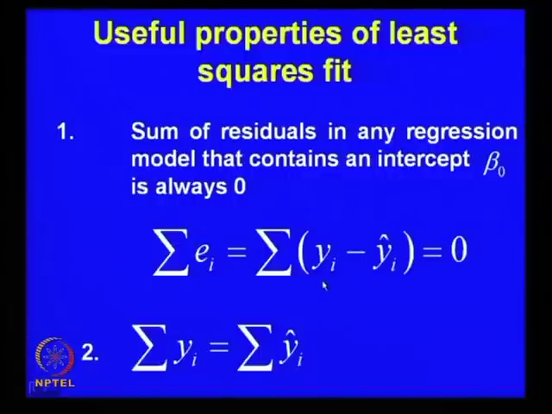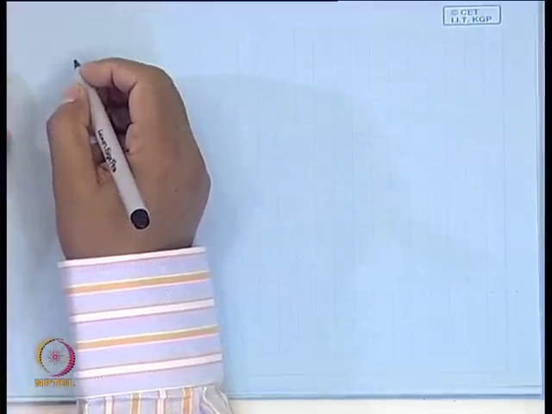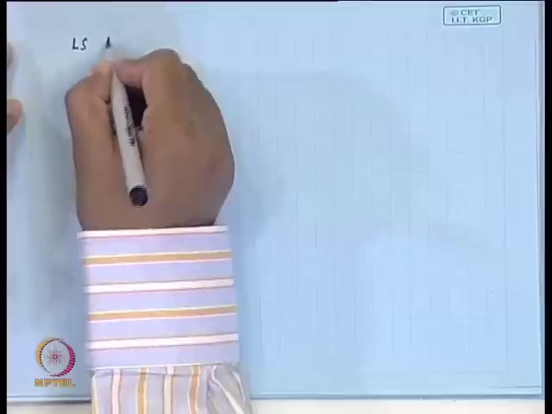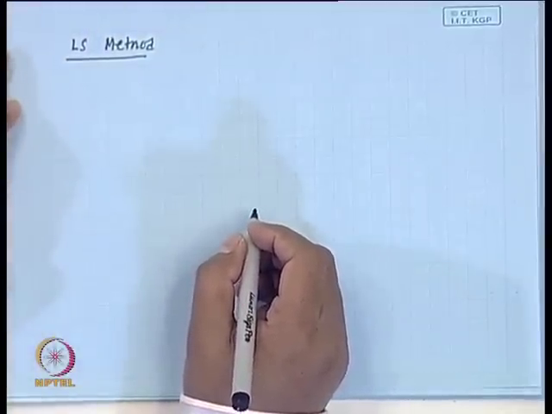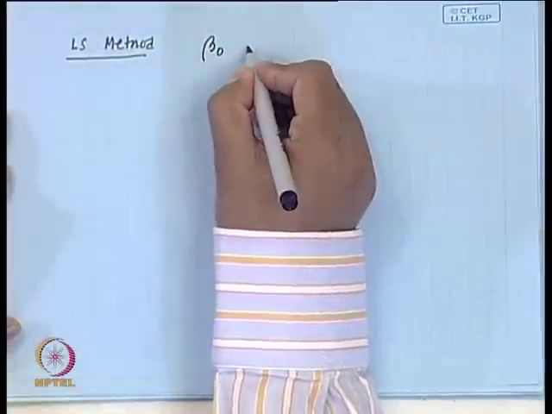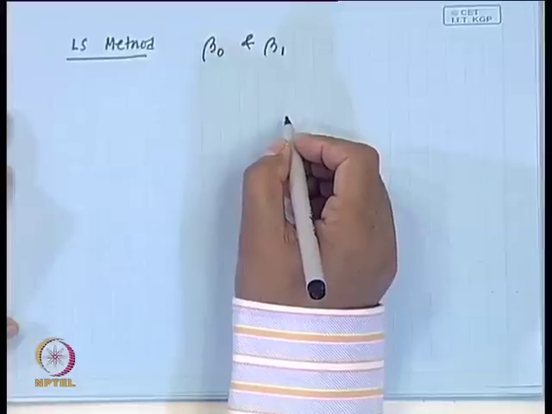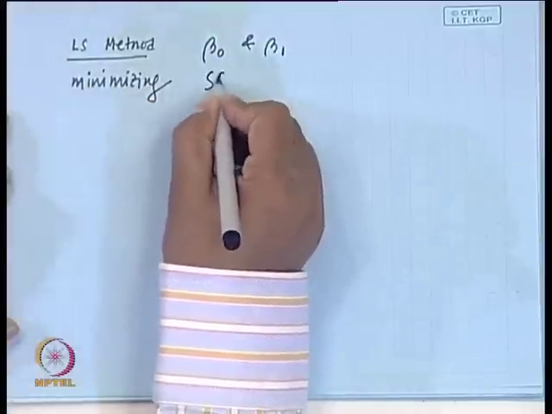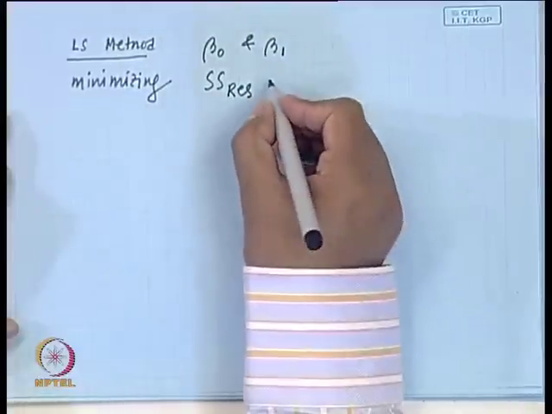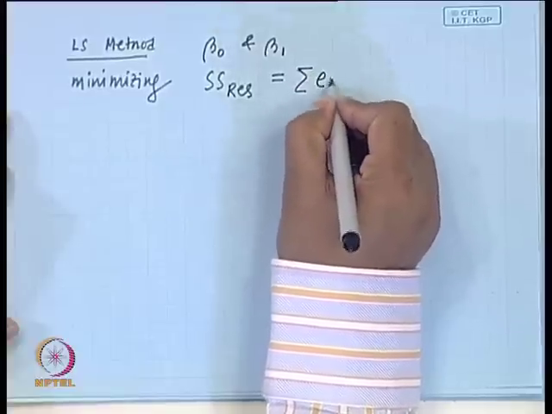Let me prove the first property, which says that the sum of residuals in any regression model that contains an intercept beta naught is always equal to 0. What we have to do is recall the LS method, the least square method. The least square method determines the parameters beta naught and beta 1 by minimizing SS residual, that is, the residual sum of squares, which is equal to summation e_i square.